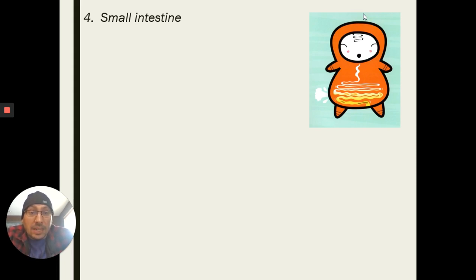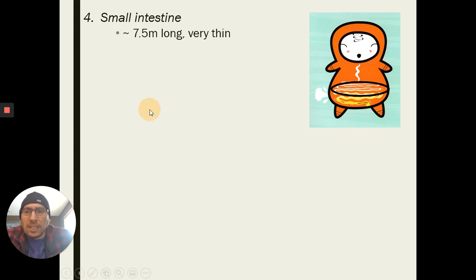Next, we get to the small intestine. This is a big one. This is really, really, really important. The small intestines are smaller in width, but they're very, very long. They're about 7.5 meters long, and they're also very thin. So if you think of our classroom, if you were to stretch out our small intestines, we could probably go from one side of the room to the other. I used to joke that if someone was holding on to one side of the digestive system, the small intestines would probably go right outside the classroom.